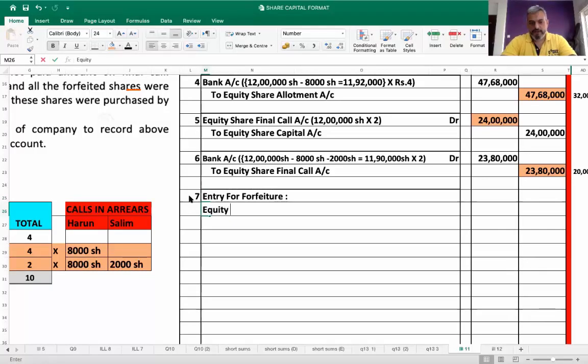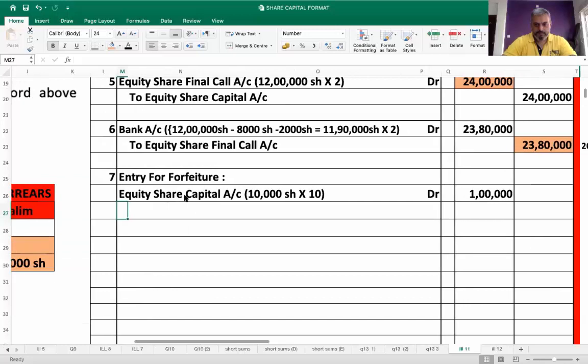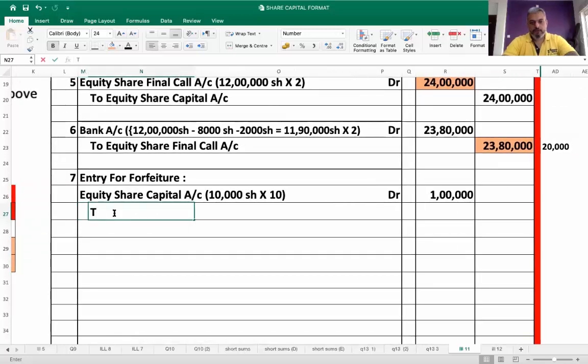Now, equity share capital account debit. How many shares we are forfeiting? 10,000 shares into total called up is 10, 1 lakh. Now no premium, so no problem. To equity share forfeiture account.